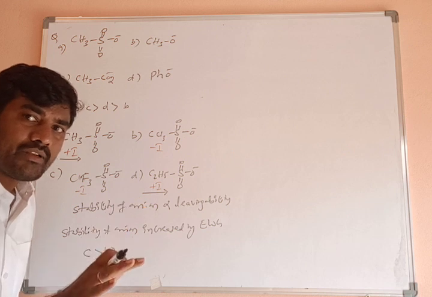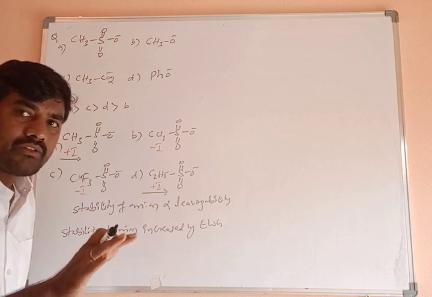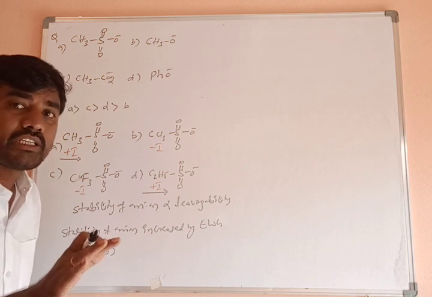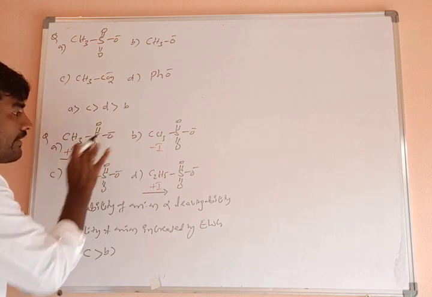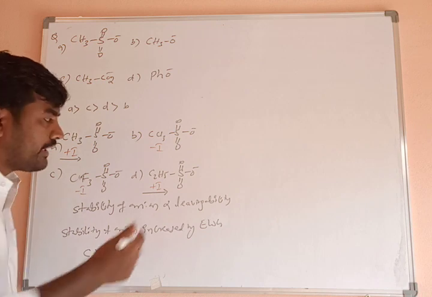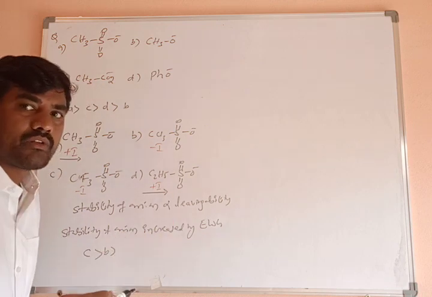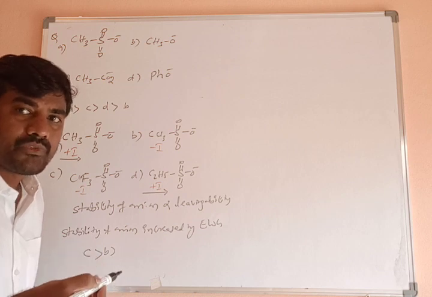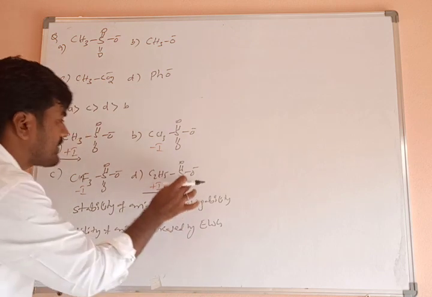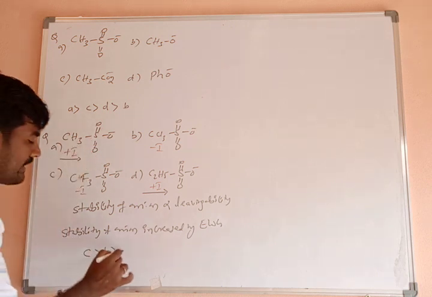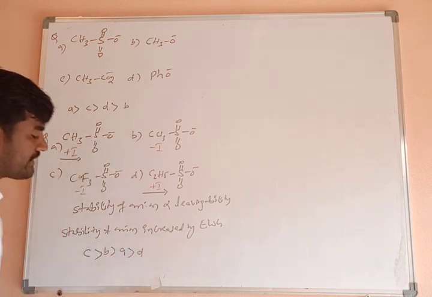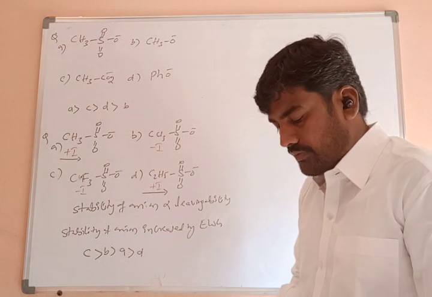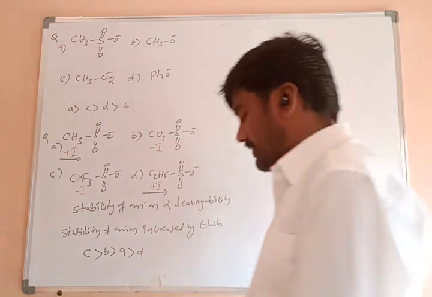But both are increasing the negative charge on the anion. Which is increasing more? Here the ethyl group increases more. The plus I effect of the ethyl group is greater than that of the methyl group, so it is highly unstable compared to A. Next, A is greater than D. This is the order of leaving group ability of the given anions. Next question.